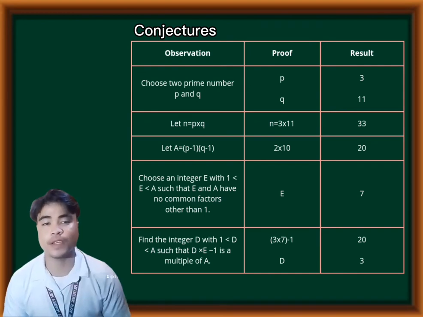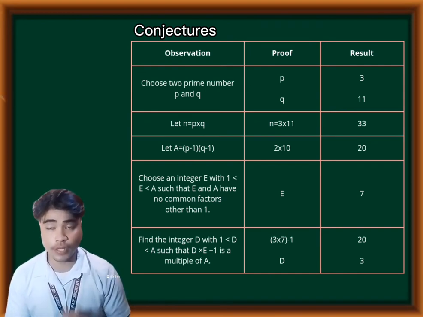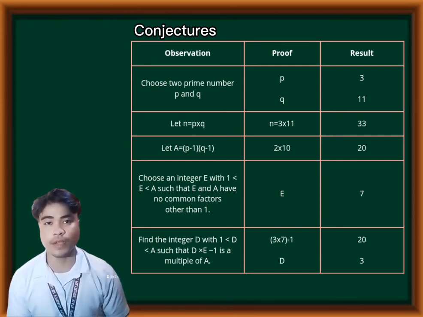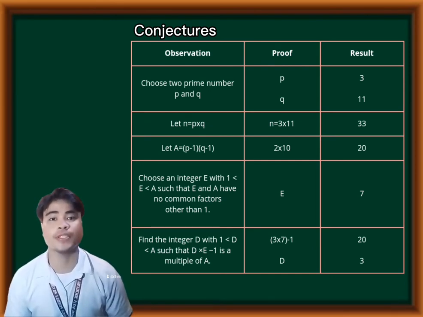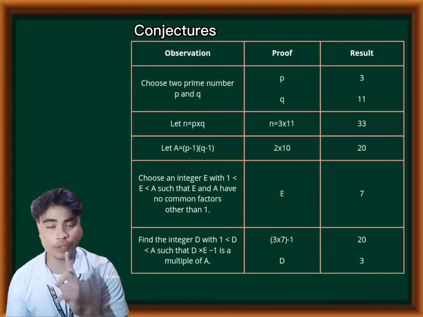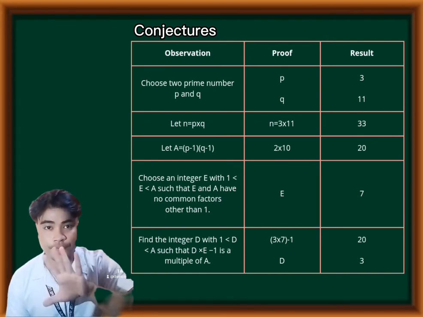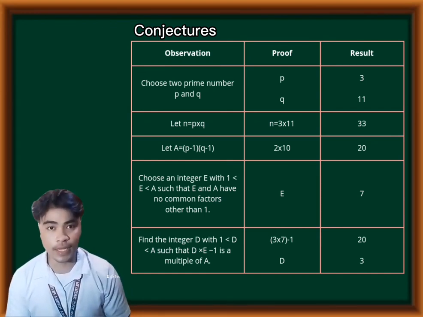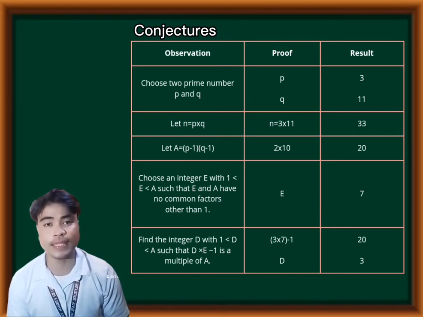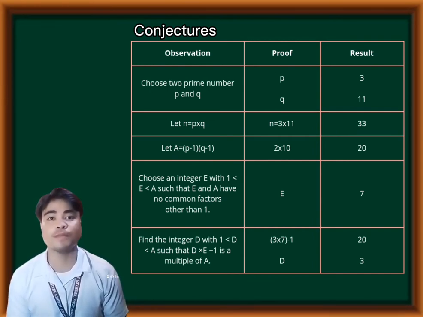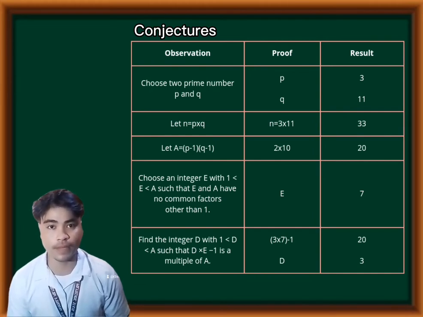Step 4, choose an integer E with 1 less than E less than A such that E and A have no common factors other than 1. The example here is choose E equals 7. Step 5, find the integer D, D less than A, such that D times E minus 1 is some multiple of A. So the example is 3 times 7 minus 1 equals 20. So we have D equals 3.